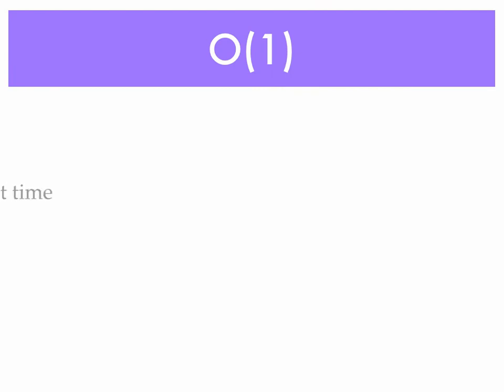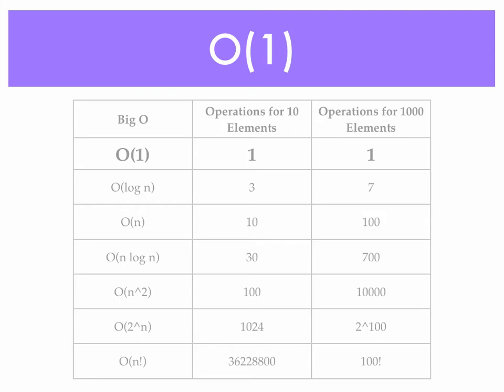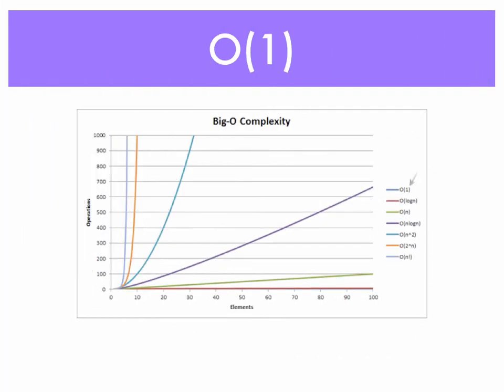All right, so let's look at this. This is O of 1, constant time. We've looked at this a little bit. I have the same amount of time, the same number of operations, no matter what the size of n. So if I have 10 elements, one operation; 1,000 elements, still one operation. If I look on the chart, I know that it's O of 1 and I should see a blue line, but I don't see a blue line on my chart. I don't see my blue line because pretty much O of 1 is a dot. It's constant time, the same number of operations, no matter what the data set.